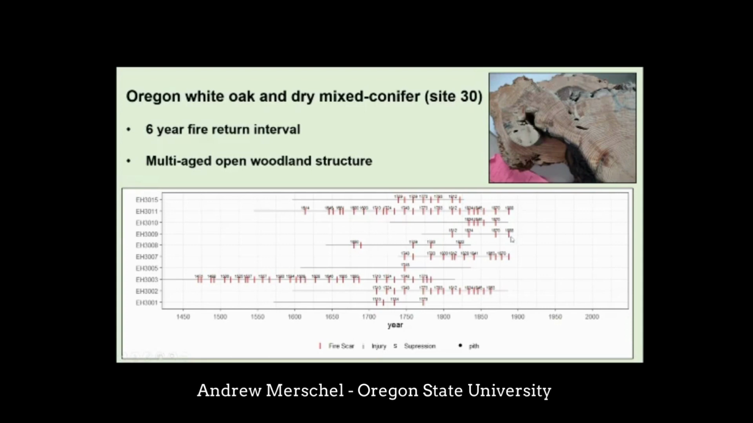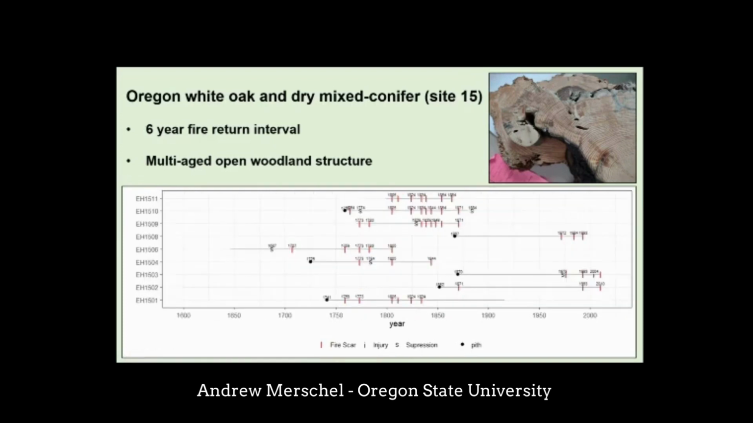So it's had more than 130 years without its regular historical repeated fire cycle. I'm going to move now to another Oregon white oak and dry mixed conifer site. This is site 15. It's 20 kilometers directly north. It's just to the west of the town of Dufur.